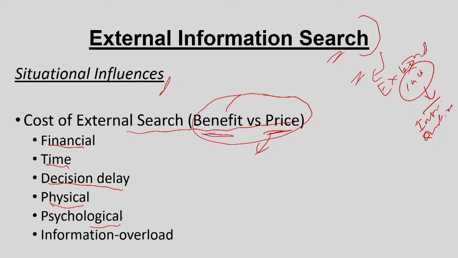Psychological costs, stress, anxiety, things like hypertension, these things can arise from looking for information. At times you are looking for information, the information is not available, and you get a lot of stress, and due to this stress a lot of anxiety is there. A lot of anxiety leads to unwell situations, or less concentration, and these things can actually lower the external information search.